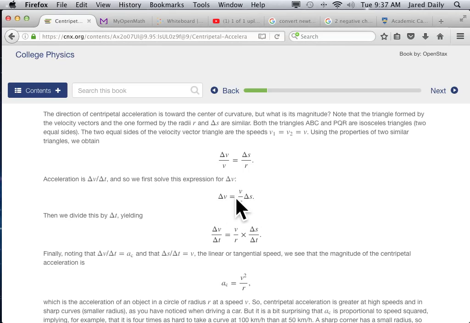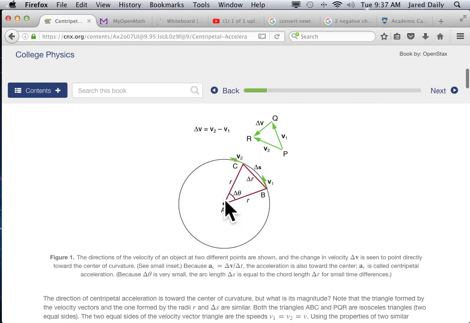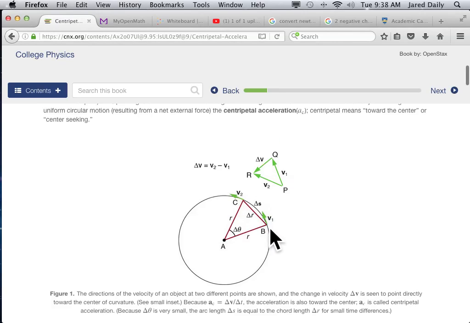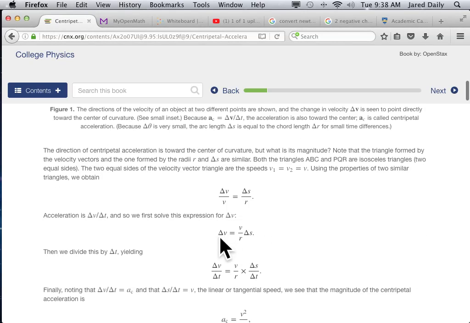And then, so V and delta V are different things. Remember that V is the speed along the edge of the circle. I prefer that they put a T here, but they don't. V is the speed along the edge of the circle. Delta V is this vector difference. So it's this thing right here, whereas V is the speed along the edge of the circle. So now we have delta V, which is the vector difference, equals V over R times delta S.